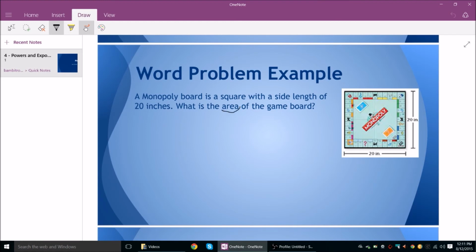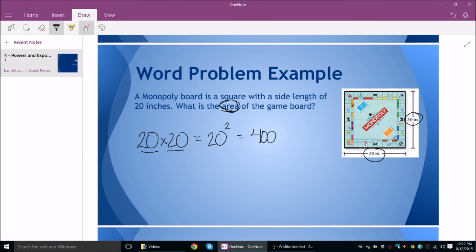And we want to find the area of the game board. Well, it's a square. And finding the area of a square, we need to multiply the length times the width. In this case, that means we're multiplying 20 times 20. If we think back to how we write powers out, we have a repeated factor here of 20, so that would be our base, with an exponent of 2 because it's repeated 2 times. So we are just trying to figure out what 20 squared is, and that is 400.